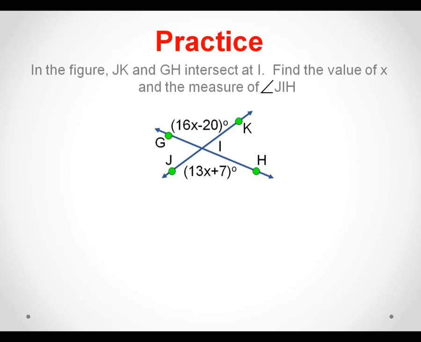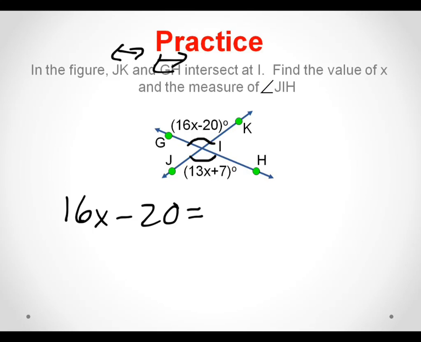So in this figure, it says lines JK and GH intersect at point I. Find the value of x. Find what x is equal to, which will then give you JIH. Well, these are vertical angles, opposites of two intersecting lines. So if this angle is 16x minus 20, it's got to be the same as 13x plus 7. They're equal, right? Because they're vertical angles. So if I just write 16x minus 20 is equal to 13x plus 7, I can solve that equation for x. The reason I know that is because they're vertical angles and they're equal.